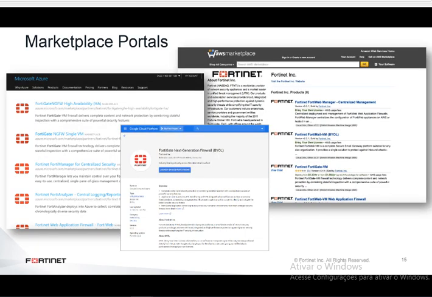Each public cloud provider offers a marketplace. The marketplace is where Fortinet and other vendor products are listed in Amazon Web Services, AWS, Microsoft Azure, and Google Cloud Platform, GCP. The marketplace is really the storefront from where products are selected and deployed.